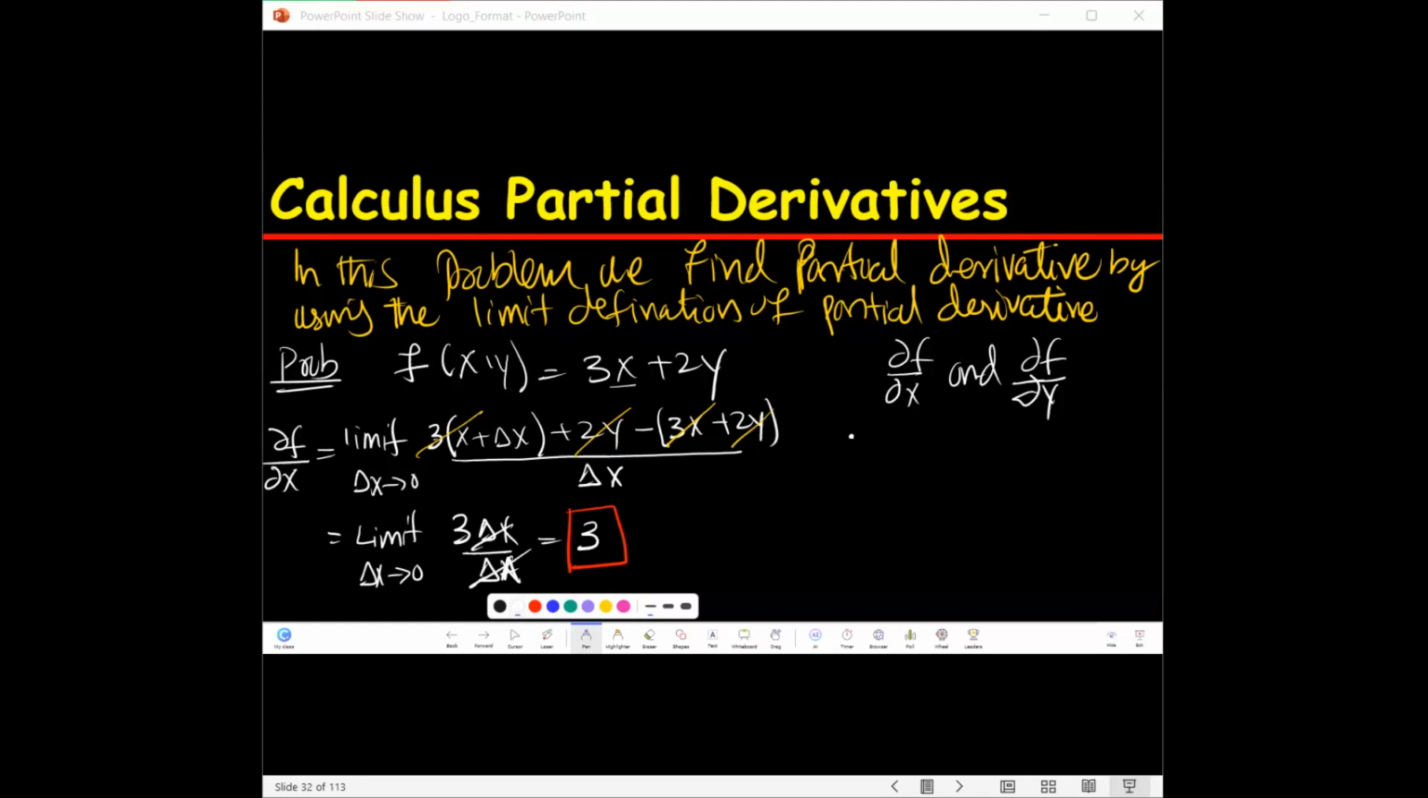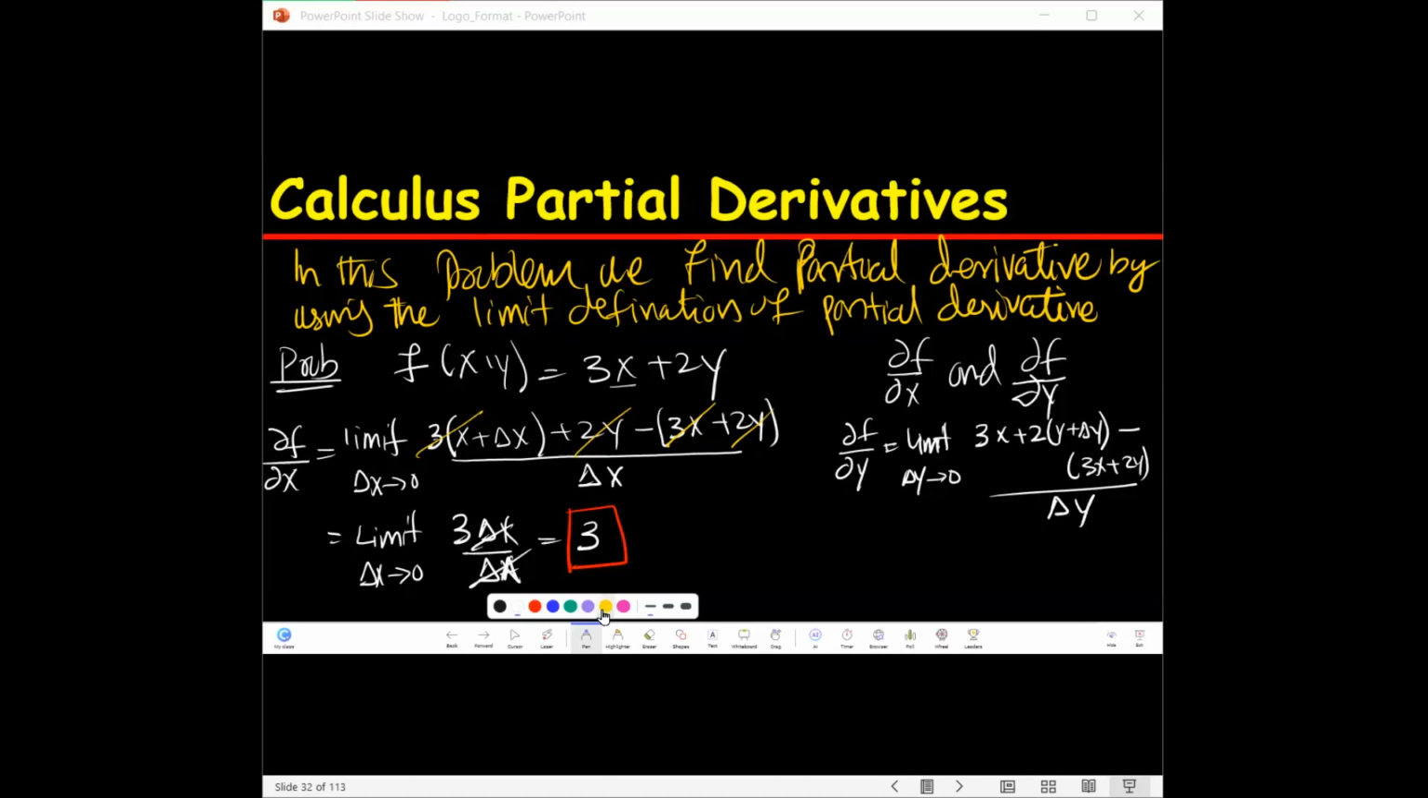The other side will be the limit as delta y approaches 0 of 3x plus 2 times (y plus delta y) minus my original function, which is 3x plus 2y, and then in the denominator I have the differential element, which is my delta y.